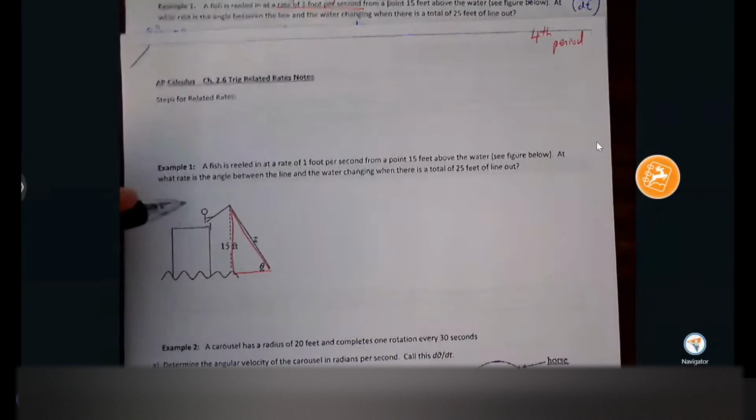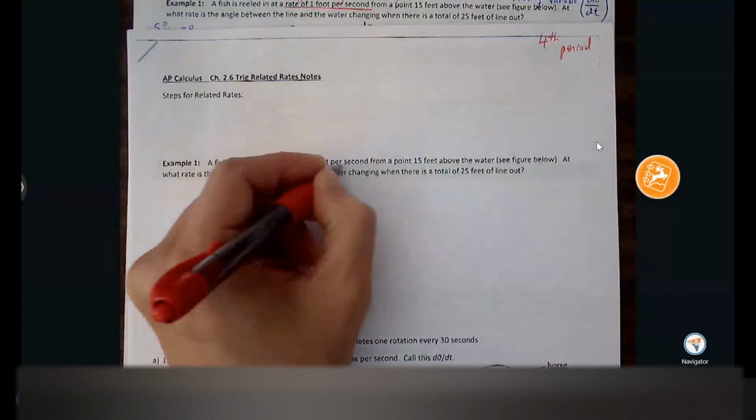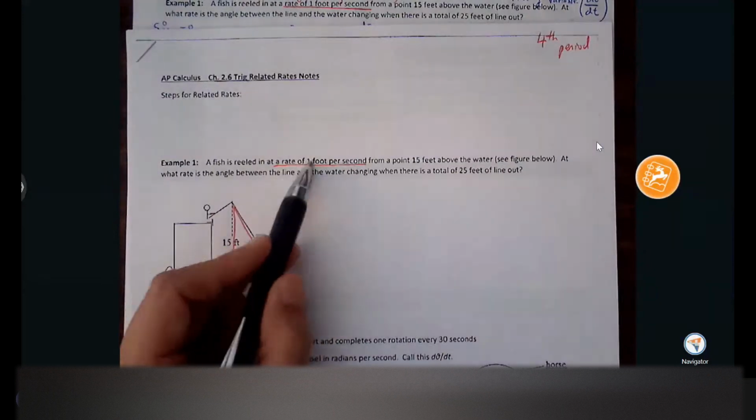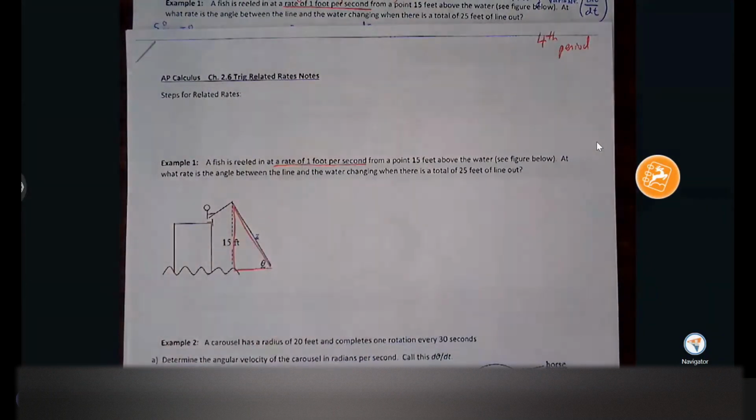So let's gather some information from the problem. A fish is being reeled in at a rate of 1 foot per second. So we know it's a rate, but what is this going to refer to? Which variable, what name for that variable can we call that?